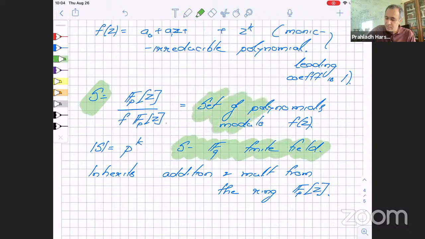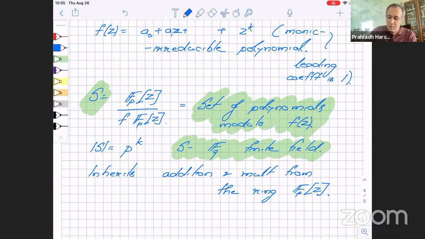It's a set of polynomials mod f. So we already have equipped it with addition. We have equipped it with multiplication. Clearly, it's an additive group. It's a commutative group under addition. 0 is there. You take two polynomials, you add them, you get another polynomial. You just negate all the coefficients, you get the additive inverse. So under addition it is very clear, it's a group.